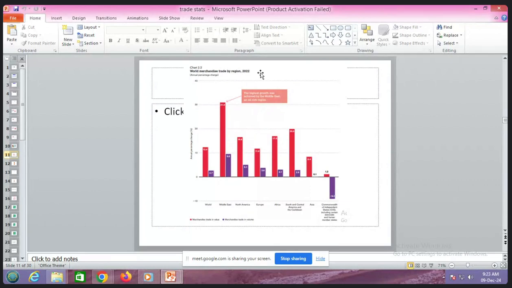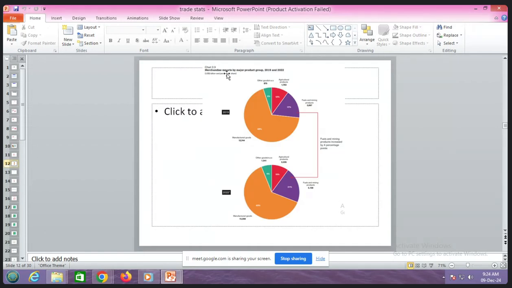So the world merchandise trade by region, again, this is the world data, and the highest growth that you can see is achieved recently by the Middle East. This is the annual percentage change that we are talking about. We are seeing that the Middle East is actually entering into a lot of trading in recent times.